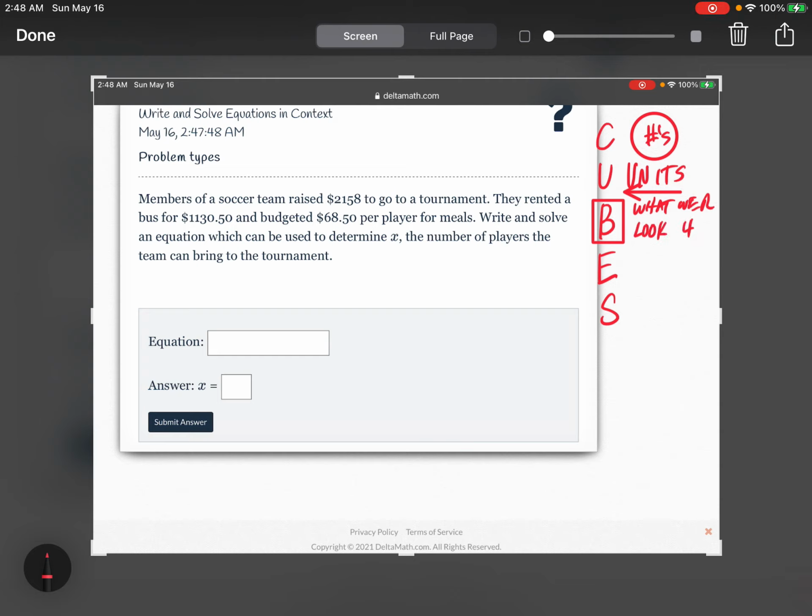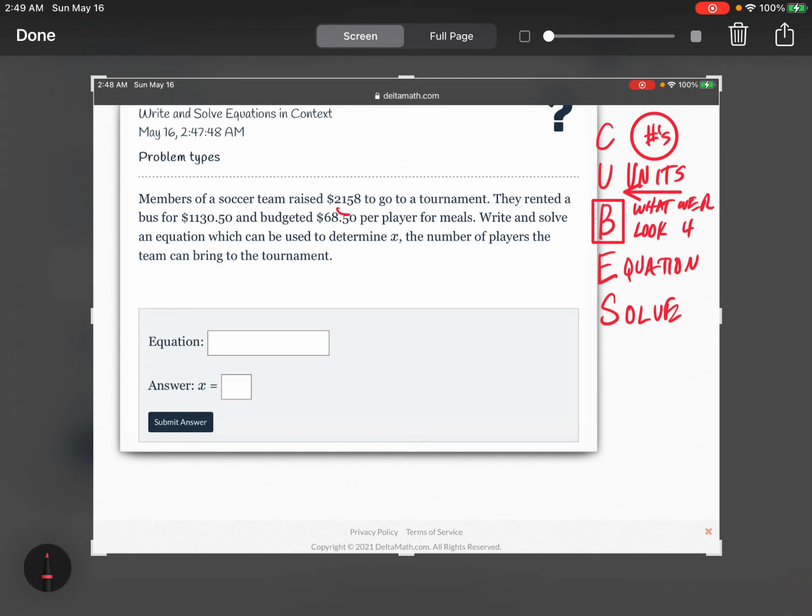And then E stands for equation. So we've got to come up with an equation. And then S stands for solve. So this is the acronym that we're going to use, and I'm going to go through each step and show you how you use it. The very first thing is we're going to circle all the numbers.